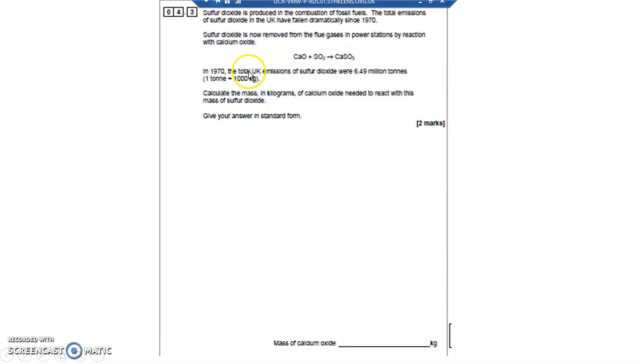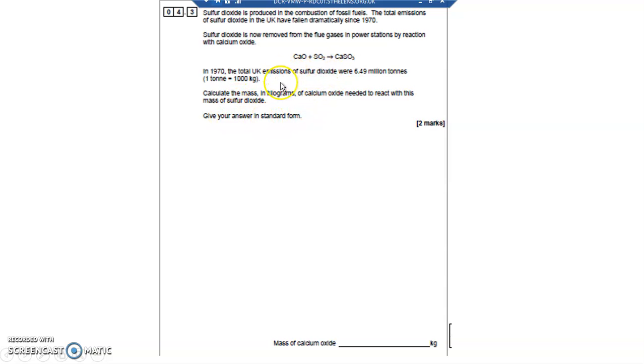In 1970, the total UK emissions of sulfur dioxide was 6.49 million tonnes. The only problem with this question is that you're dealing with big numbers, and it tells you here that 1 tonne is 1,000 kilograms. So I've got 6.49 million multiplied by 1,000, and it's in kilograms as well. So I'm dealing with very, very big numbers. Apart from that, the calculation is not too bad. Calculate the mass in kilograms of calcium oxide that would need to react with this mass of sulfur dioxide. Give your answer in standard form.